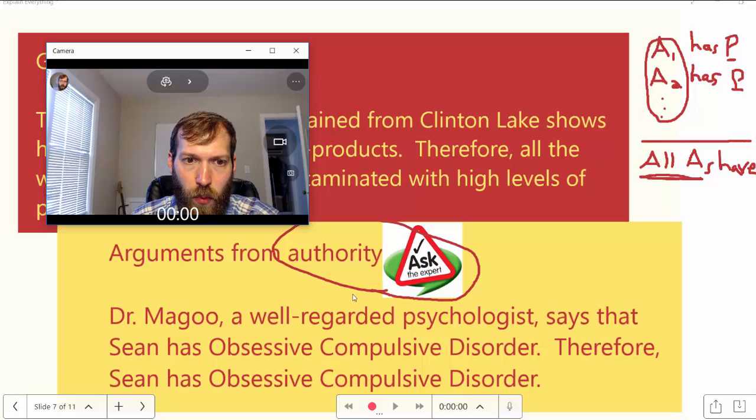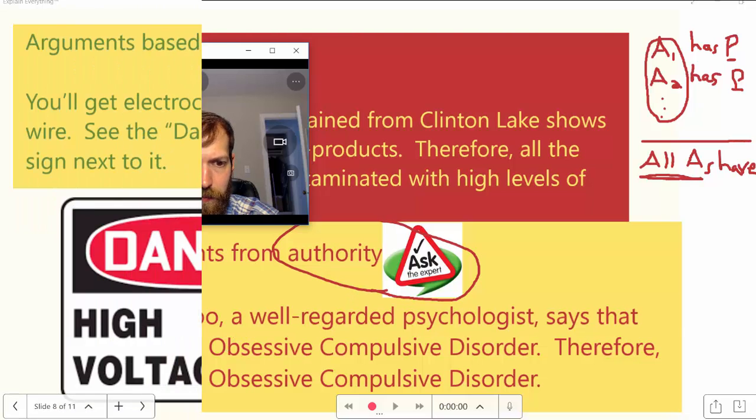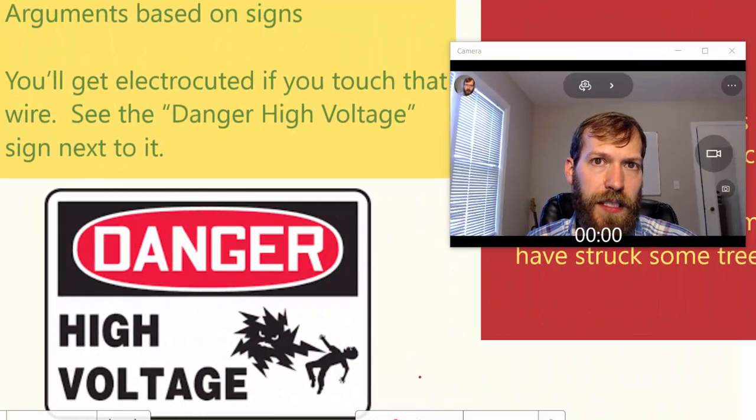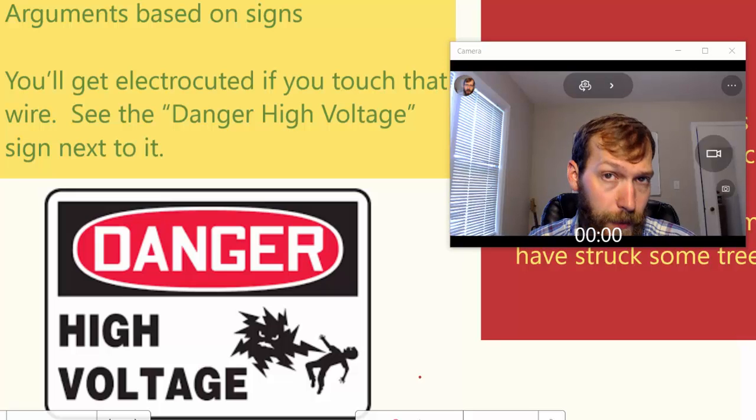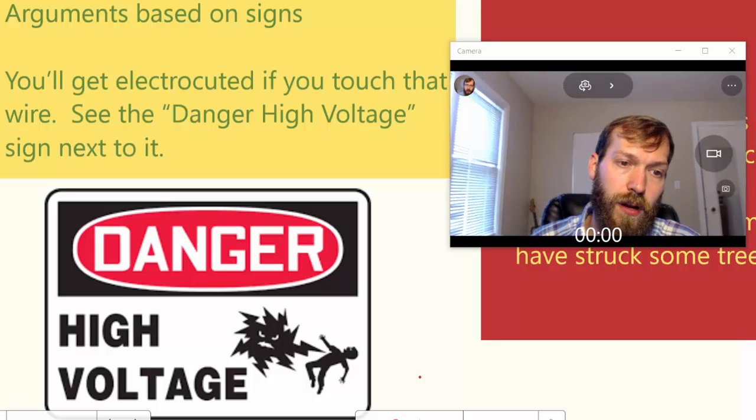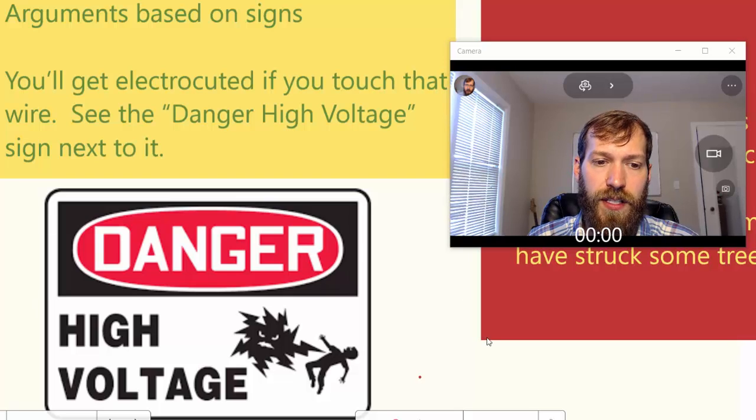Let's look at a couple more inductive arguments. The next kind of inductive argument that we're going to look at is arguments based on signs. The way these arguments work is one of its premises is going to appeal to a sign as evidence for the conclusion that's being offered. So this could be something like a traffic sign, or the example I have is this danger high voltage sign.